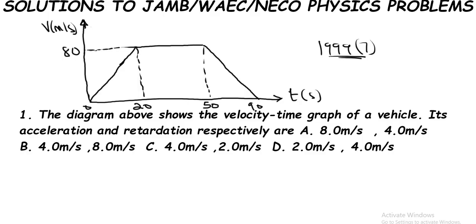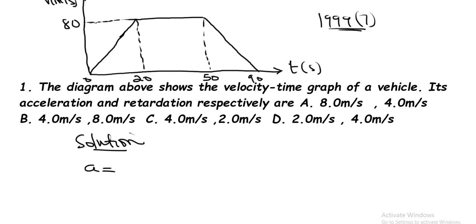Now how do you solve this question? The question here is talking about definition of acceleration and retardation. So let's see what we have in the solution part. Now acceleration is equal to change in velocity over change in time, that's v minus u over t, and that t here is delta t, change in time. In that case you might have v minus u over t2 minus t1.